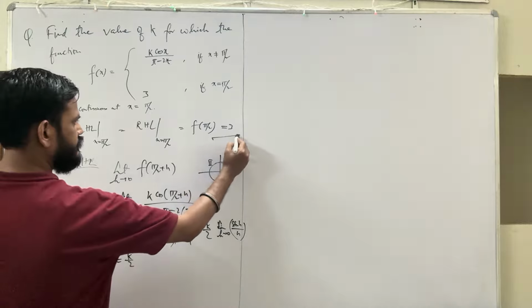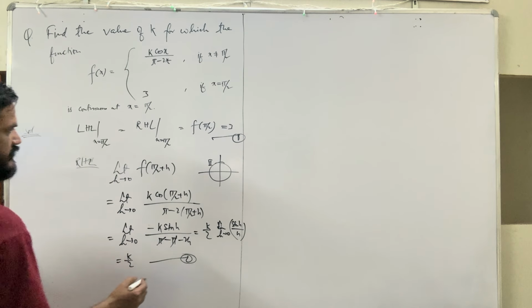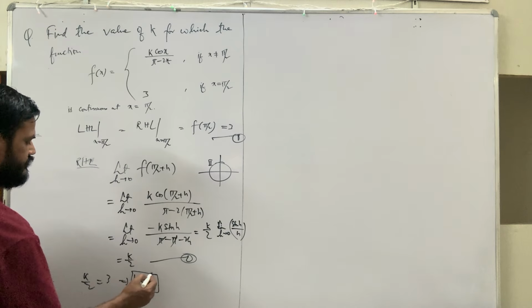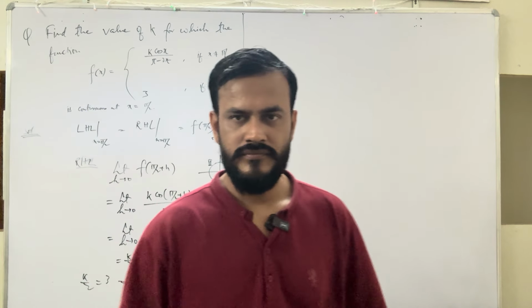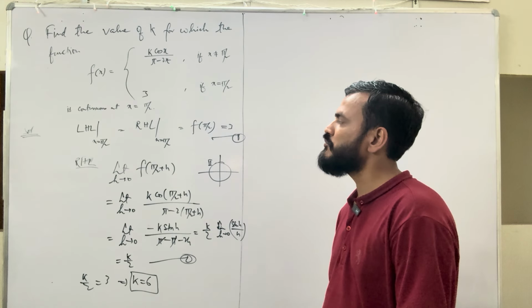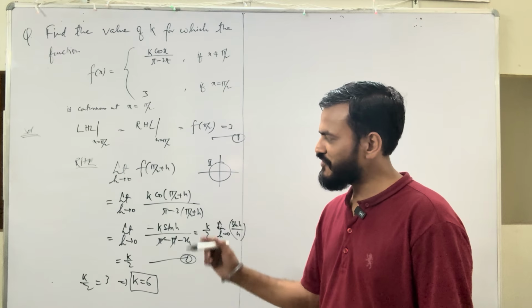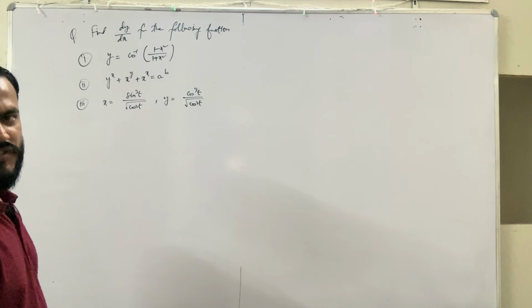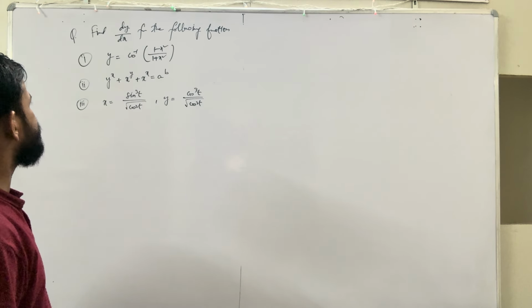Now this k by 2 should equal 3, so k should be 6. So after imposing continuity at pi by 2, the value of k should be 6. These are a few important differentiation questions which may turn up tomorrow in your exam.